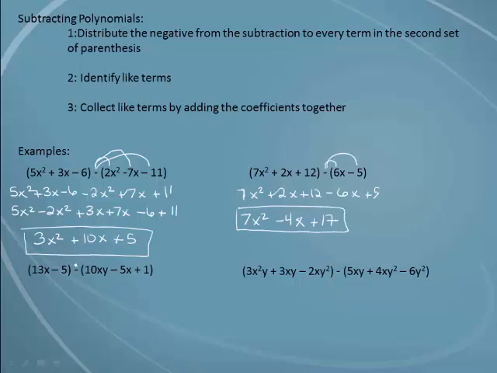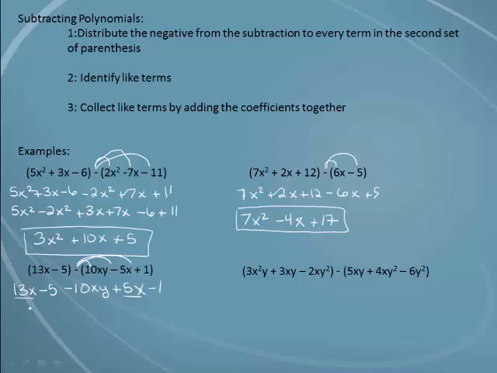Okay, distributing this negative in. The first part stays the same, and then this positive 10 becomes a negative 10. The negative 5 becomes a positive 5, and the positive 1 becomes a negative 1.